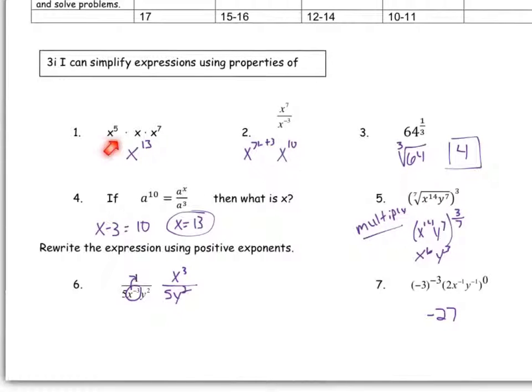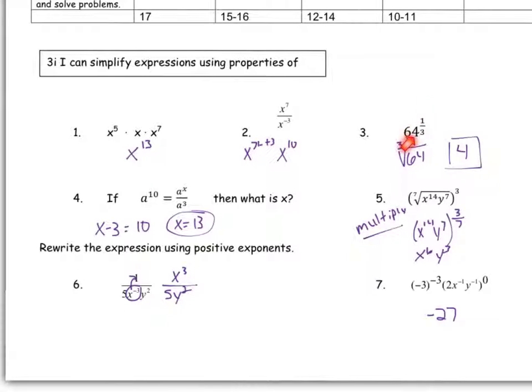This first one, power of a power, you add the exponents. So 5 plus 1 is 6, plus 7 is 13. The base stays the same. Remember, for 2, this line means division. So when you are dividing, you subtract. So 7 minus a negative 3 is 10, so x to the 10th.